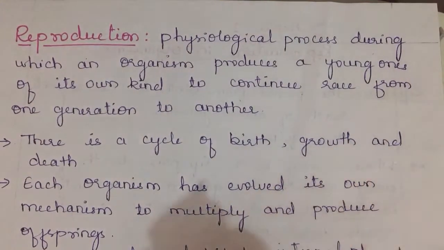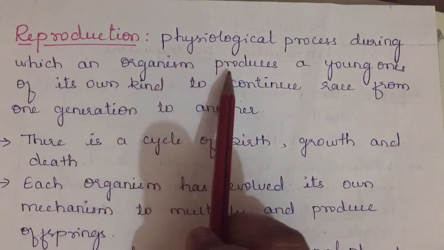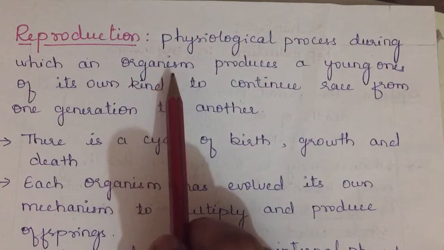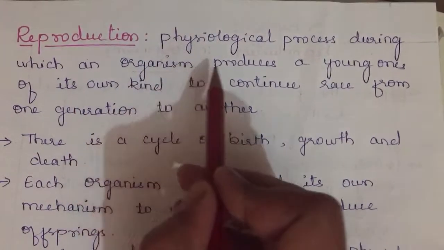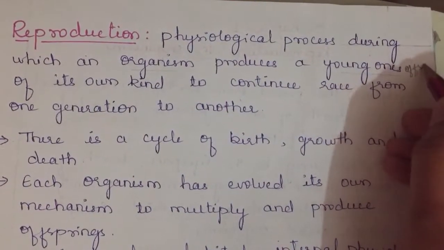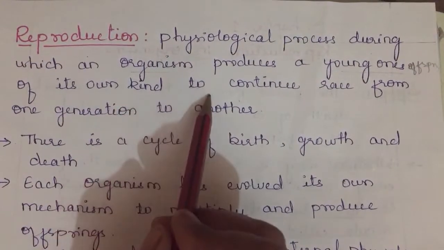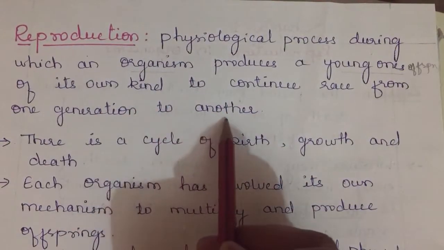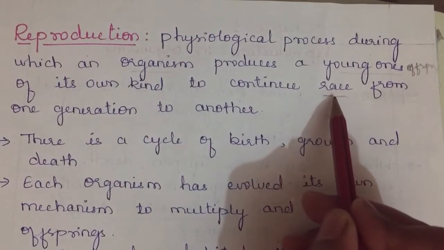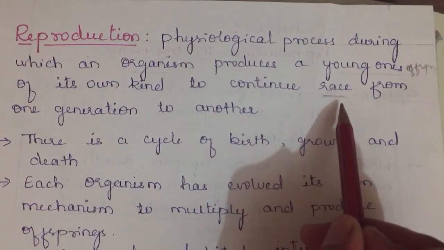Reproduction is nothing but a physiological process during which an organism produces young ones of its own kind. It is a process in which a parental organism produces young ones. Young ones are also called offspring. They are offspring of its own kind to continue its race from one generation to another. Race here is not a running race; it is that species, that particular group of organisms which are going to continue their generation.